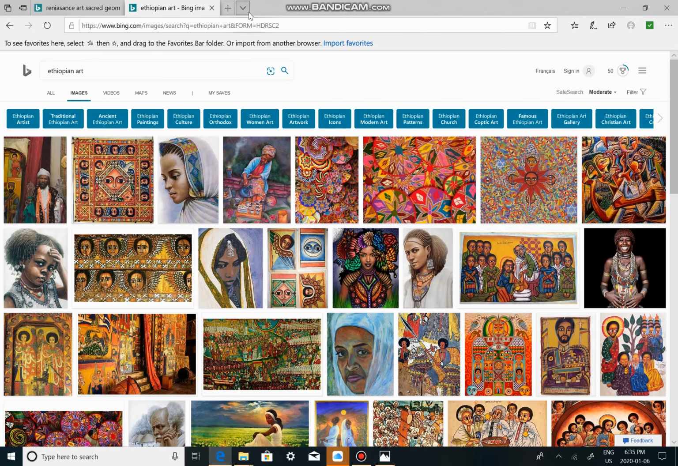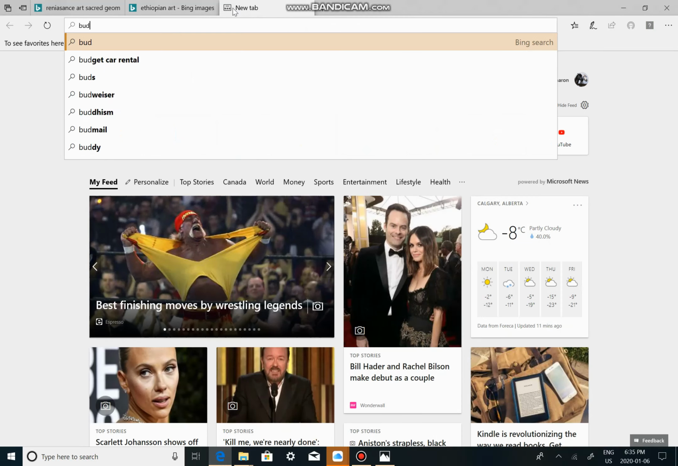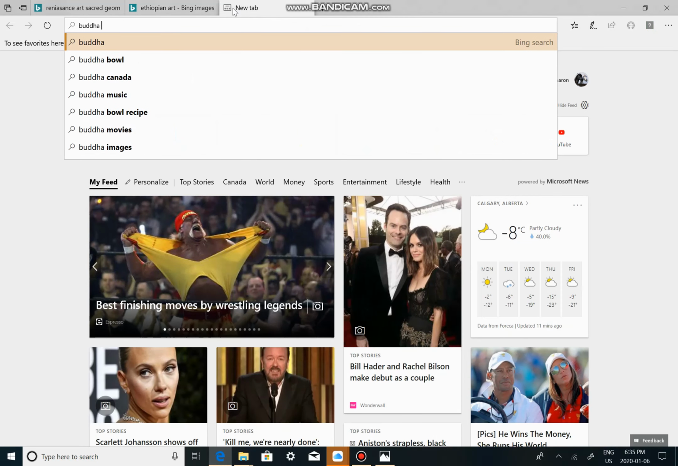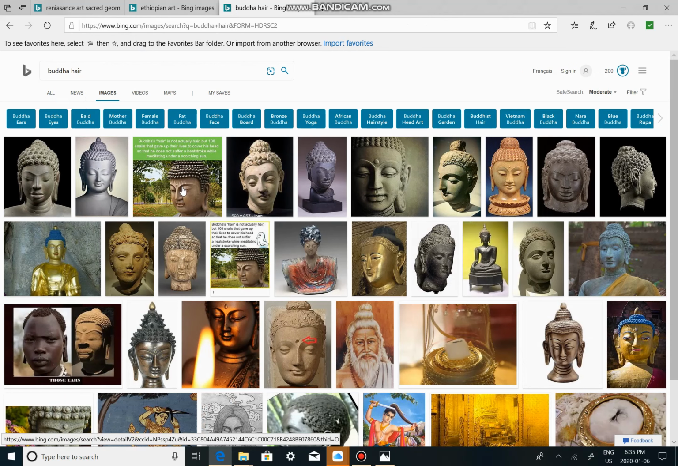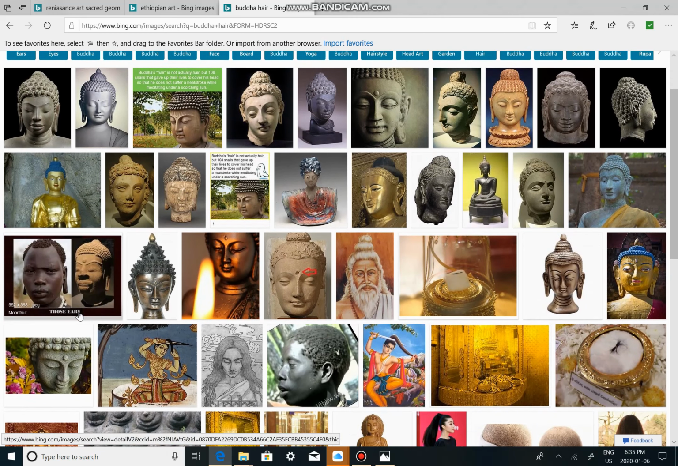Another thing, too, is that pine cone right there in the hair. In one of the images, you can clearly see that. That's what those spirals are, you know?